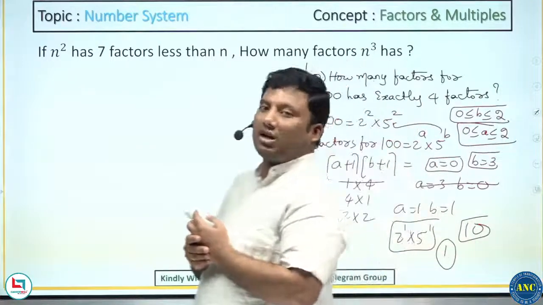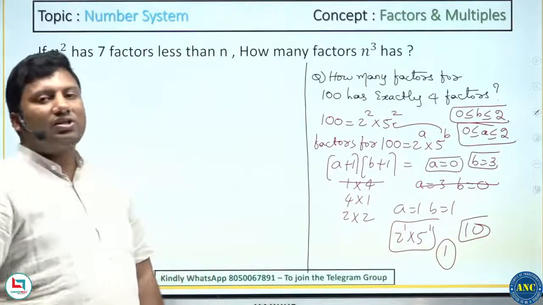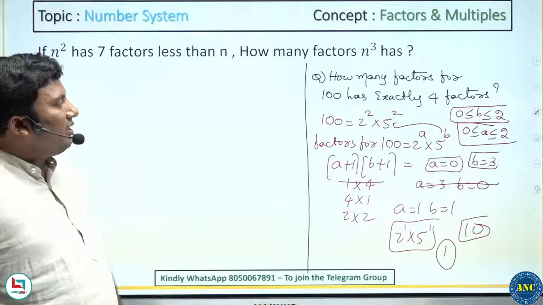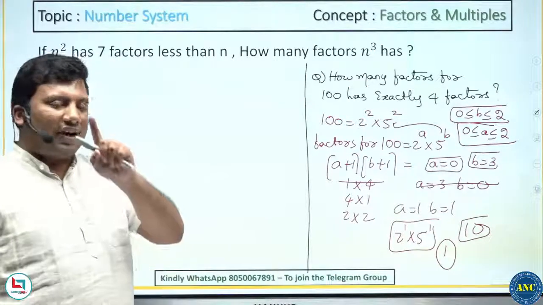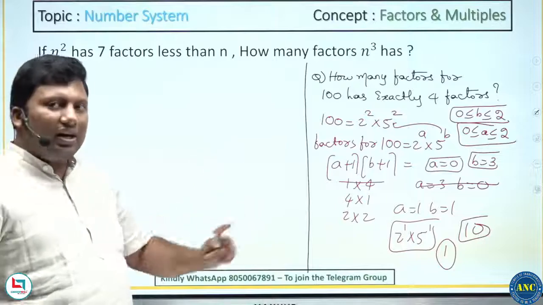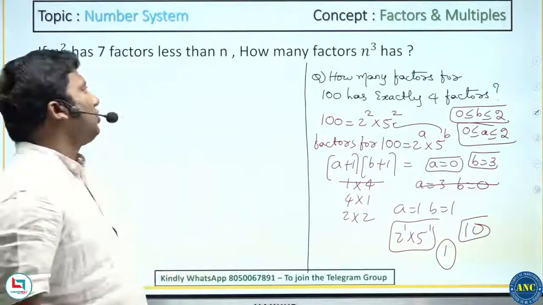Only one factor of 100 has exactly 4 factors. And the answer is 10. 10 is the value. The number of factors of 100 which has exactly 4 factors is 1. The idea is clear, right? In today's class, please try to solve each and every question.